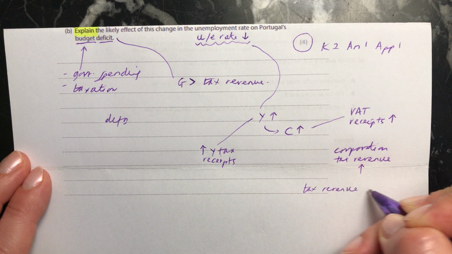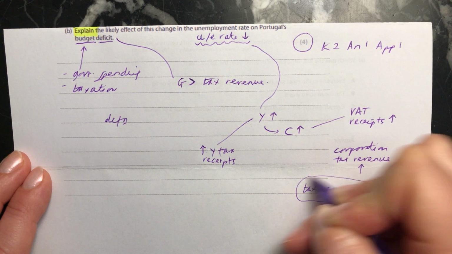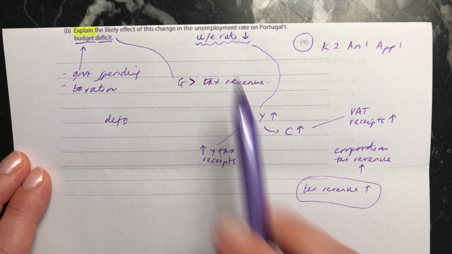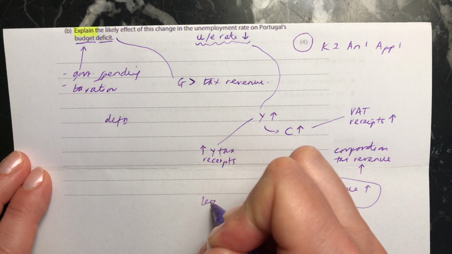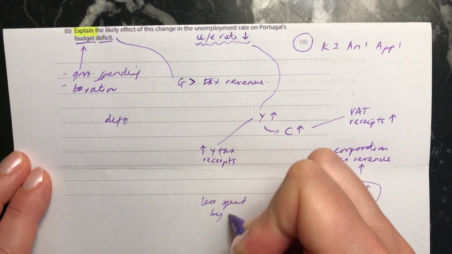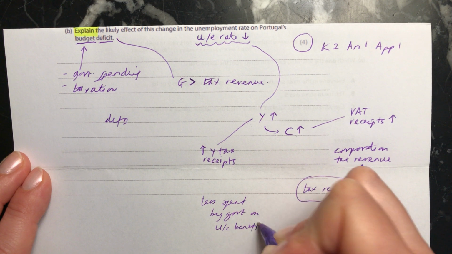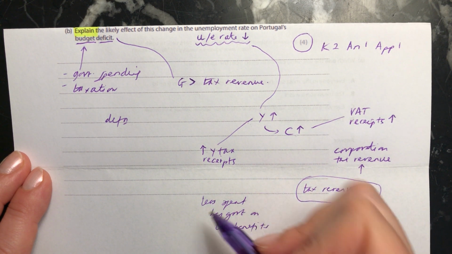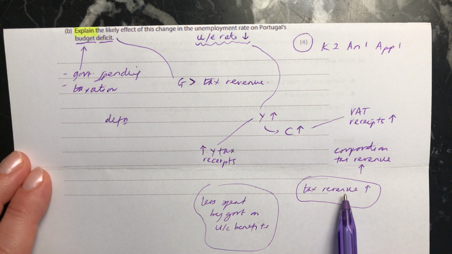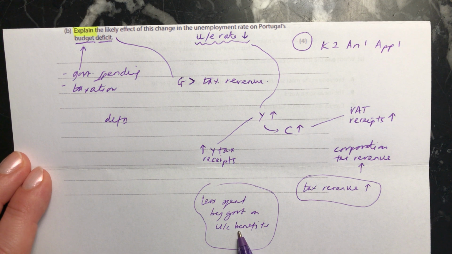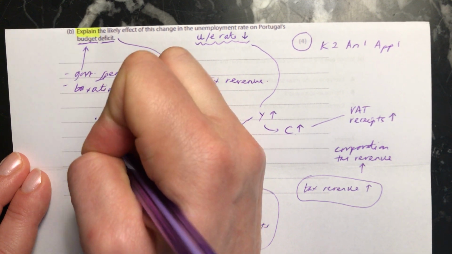And the other part of the jigsaw is that if less people are unemployed, because the unemployment rate has gone down, we're also going to have less spent by government on unemployment benefits. So in the UK, job seekers allowance. So this is the other thing. So if tax revenue is going up and the government is spending less on unemployment benefits, if everything else stays the same, that's going to mean that the budget deficit will decrease.